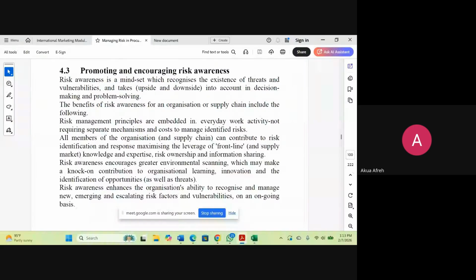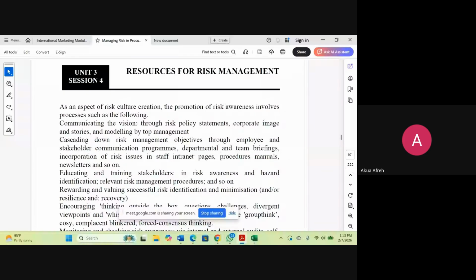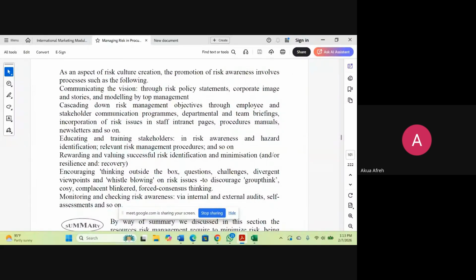And so how can we promote this risk awareness? We can do that through education and training. We can do that through communicating our vision to the organization. We can do this by rewarding efforts, people that are able to identify risk and mitigate them very well. You can reward the efforts of these people and also encourage reporting of these risks as well. So these are ways we can.